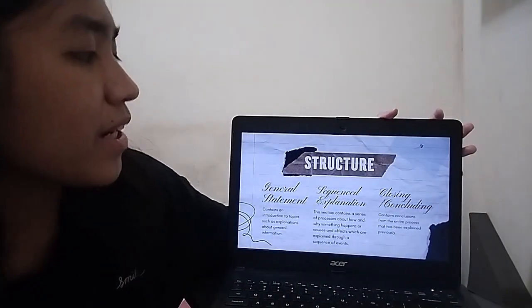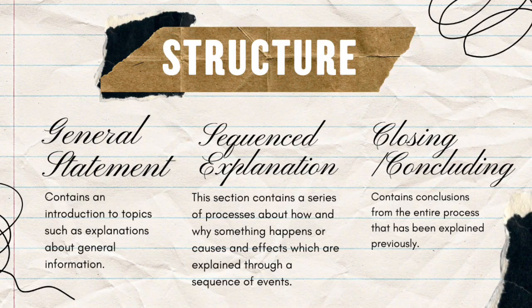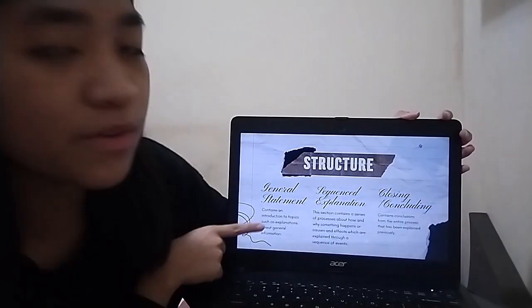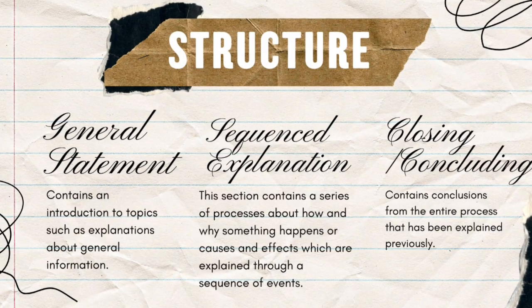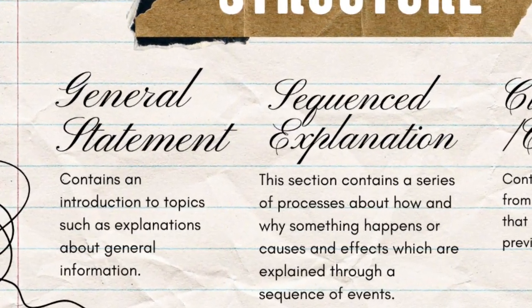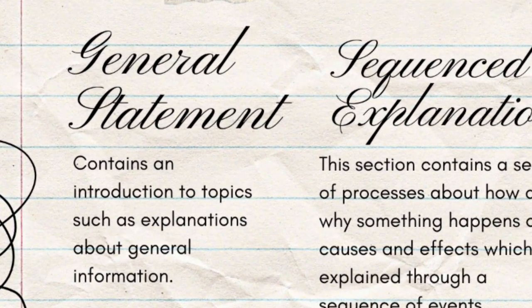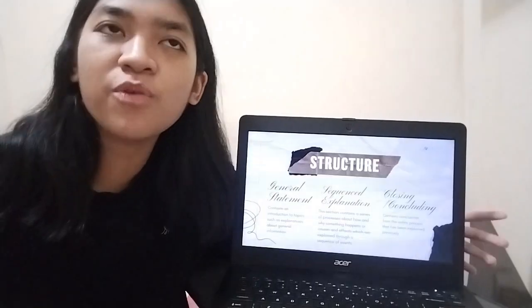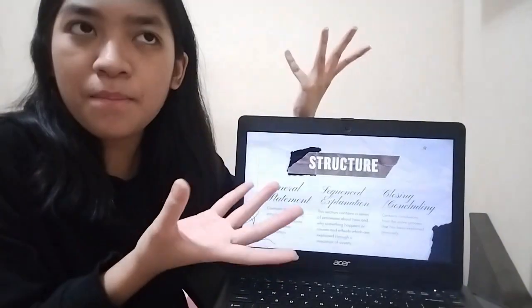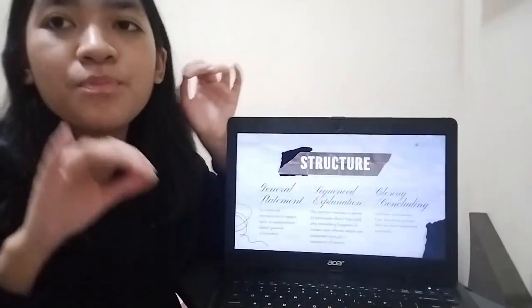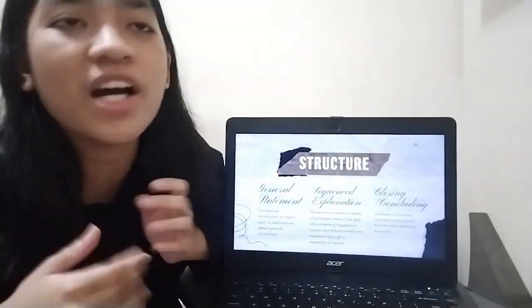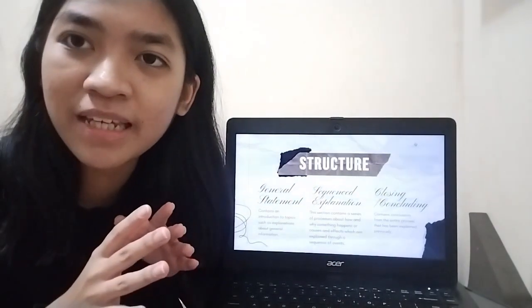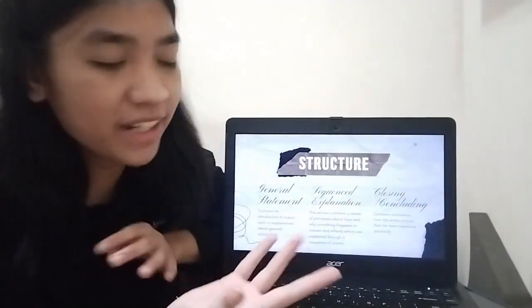Next one, we got the structure. There are 3 structures of explanation text. The first one is general statement. General statement contains an introduction to the topic, such as general information. Of course, before we talk more about the topic, we must give brief information or an introduction about what the topic will explain later.